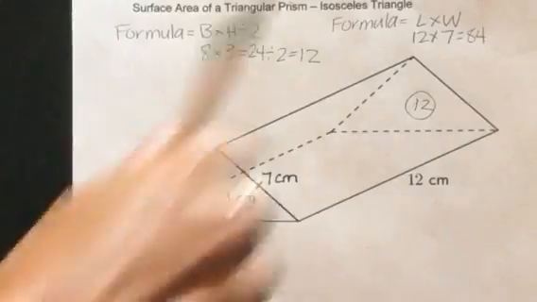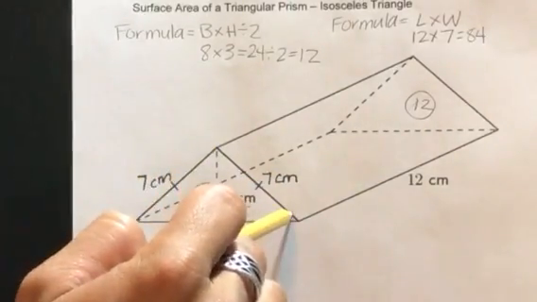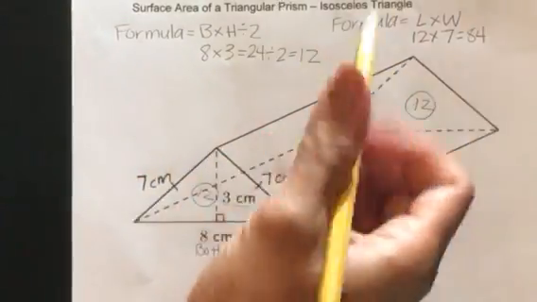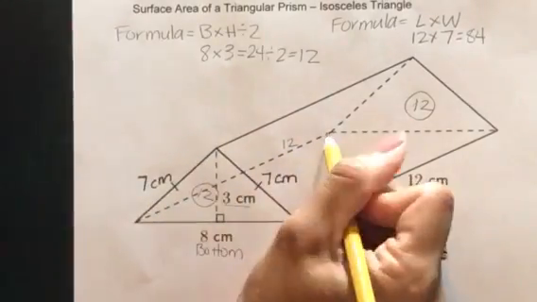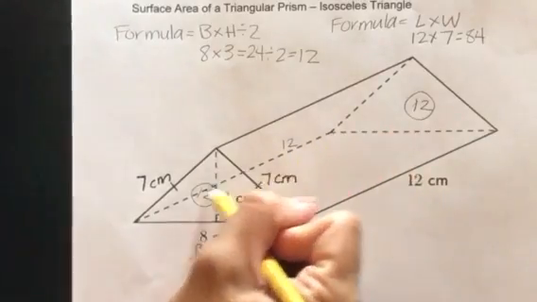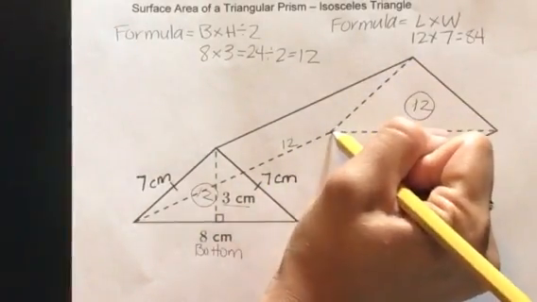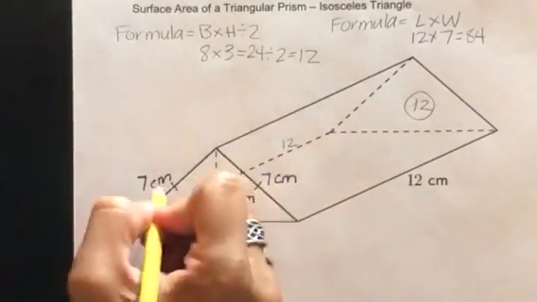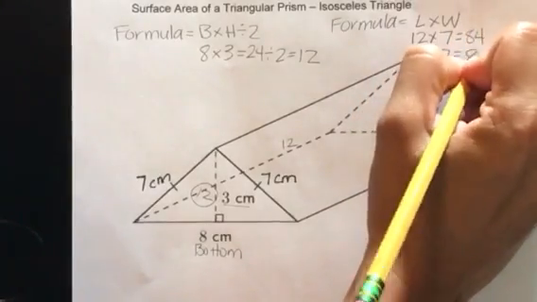Now, I also know, since an isosceles triangle has 2 equal sides, that this back rectangle is also a 12 by 7, because as you can see, this lines up with that. So this would be 12, and then since this is the side of the rectangle, that lines up with that 7. So I'm going to do 12 times 7 again, which is 84.